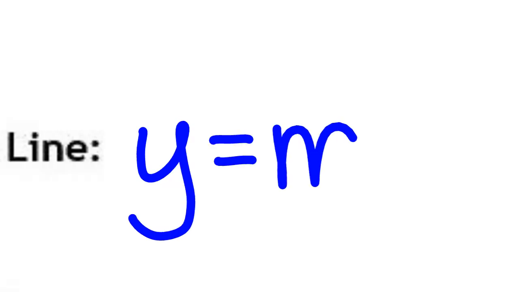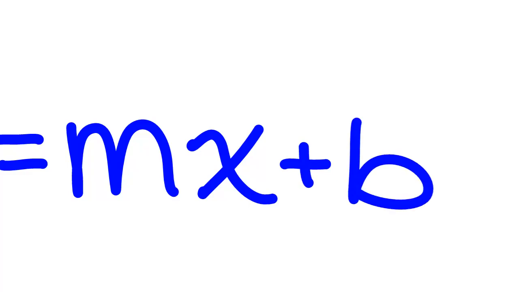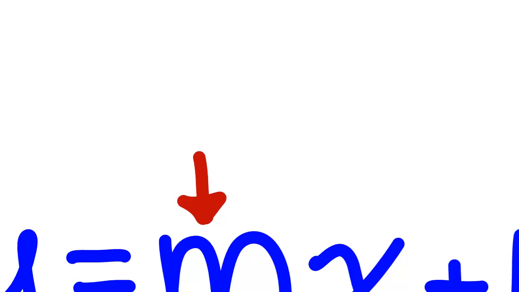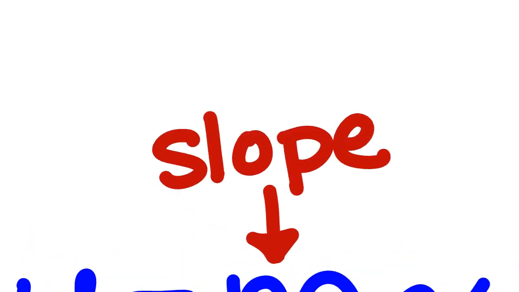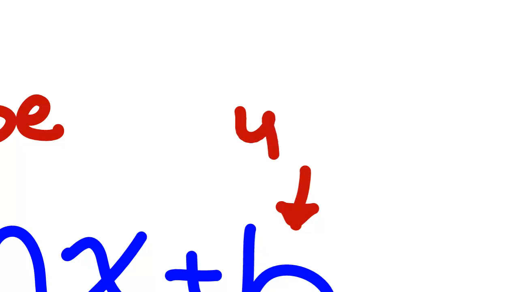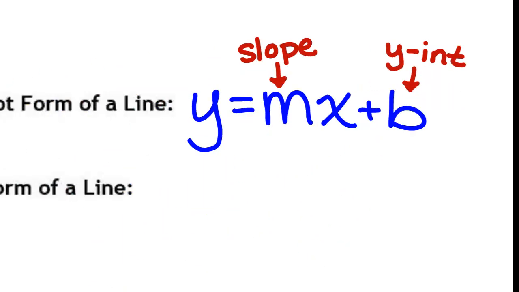The slope-intercept form of a line is y equals mx plus b. That lowercase m, this is why we let that lowercase m represent slope in the slope formula, because that's what the lowercase m means here in our slope-intercept form. And b represents the y-intercept.